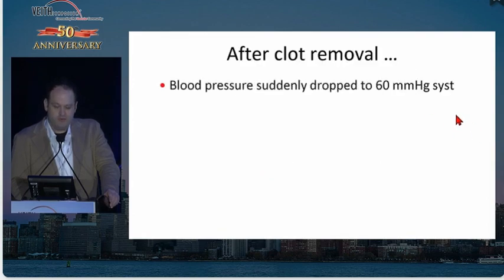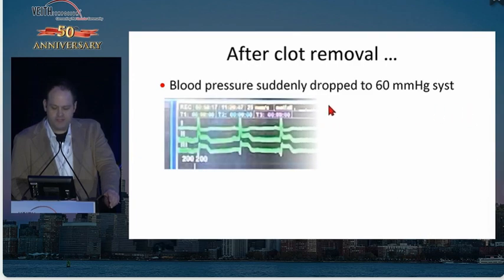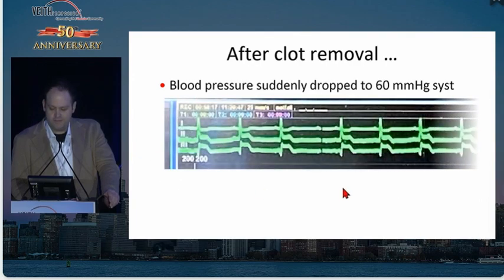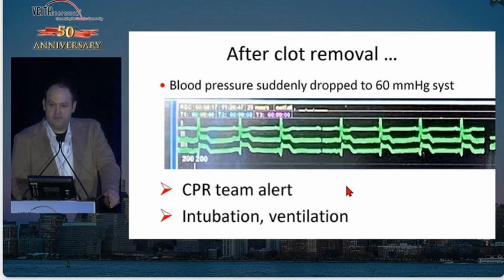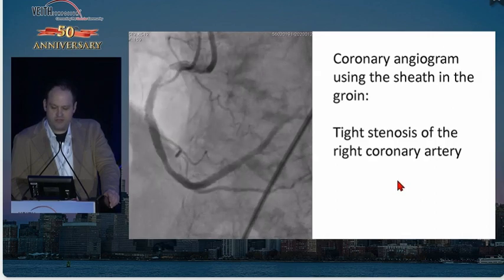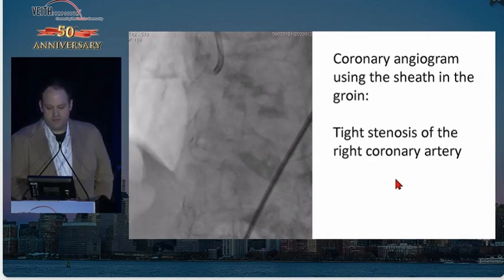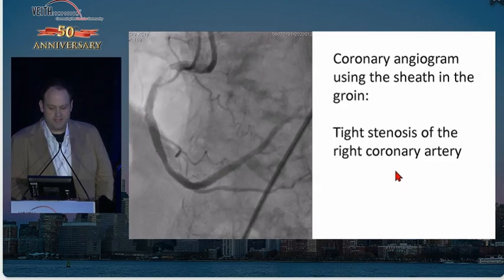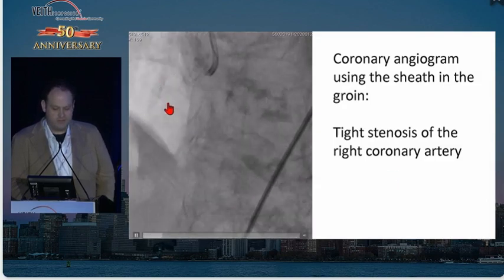So after the clot removal, the blood pressure suddenly dropped to 60 millimeters of mercury. And here you can see the ECG that we saw on the screen. So the CPR team was alerted at this point. The patient had to be intubated and ventilated. And here you can see the coronary angiogram using the sheath in the groin. And you can see a tight stenosis of the right coronary artery right here.